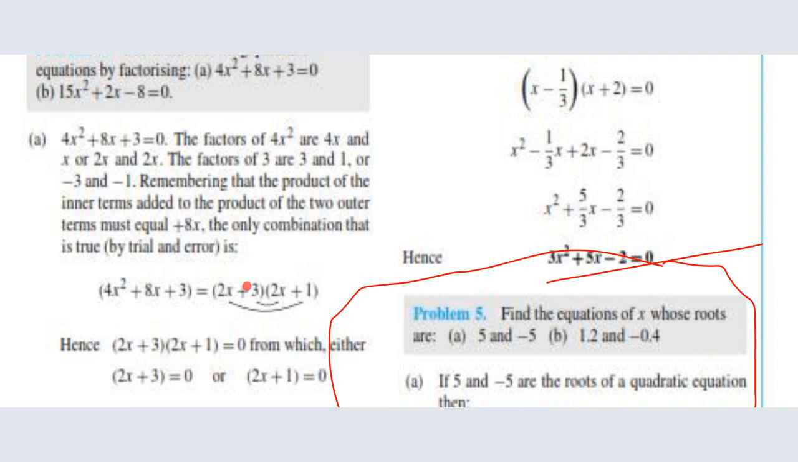So we can proceed, unless there's a question. Any question? Great, we can proceed.